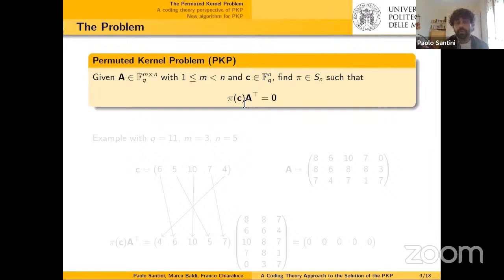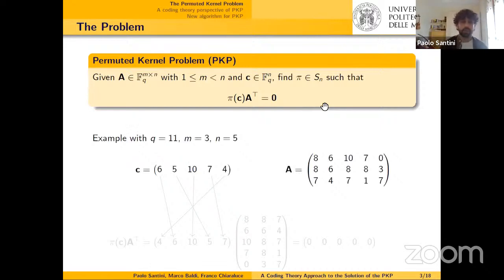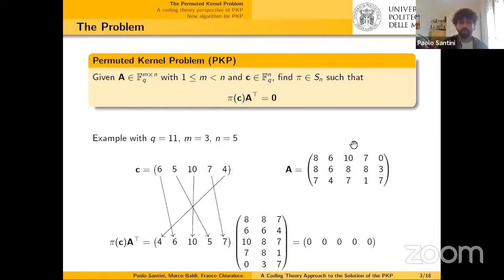Well, the permuted kernel problem is a really nice combinatorial problem in which we are given a matrix A and a vector C, and to solve the problem, we want to find a permutation of C that is in the kernel of the given A. To see an example, consider this vector here and this matrix. To solve the problem, we need to find this permutation. So you see that we change the order of the elements in the vector C, so that when we multiply by A transpose, we get the all zeros vector.